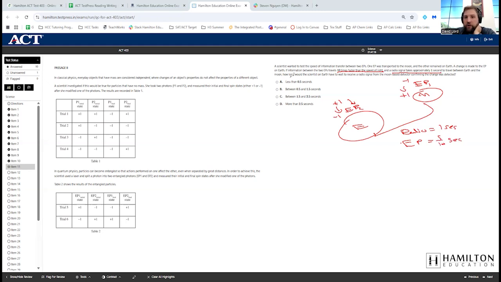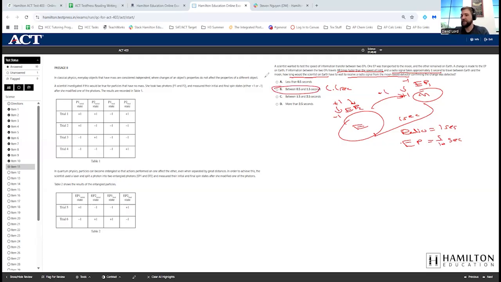How long would scientists on Earth have to wait to receive a radio signal from the moon-based detector? Okay, so they change on Earth. That then takes 0.1 seconds to modify the EP on the moon. Then the sensor on the moon detects it, sends a radio signal back, which will take 1 second. So then the total time looks like it'll be 1.1 seconds, which is going to be B.